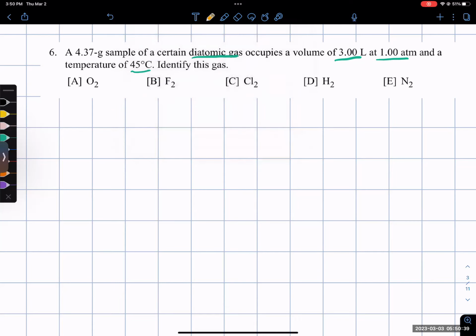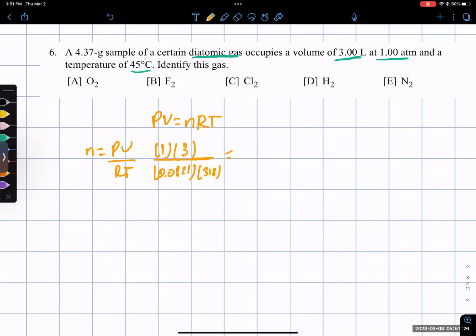PV equals nRT. So what are we trying to solve? You can find the gas by the moles. Yeah, so n equals PV over RT. So 1 atmosphere, volume 3 liters, R is 0.0821. And then what is our temperature going to be? It is right, 318.